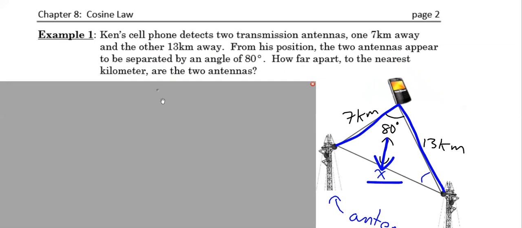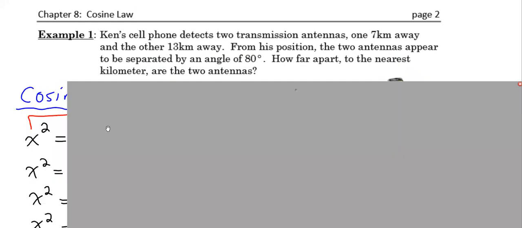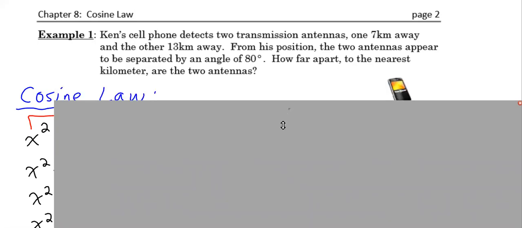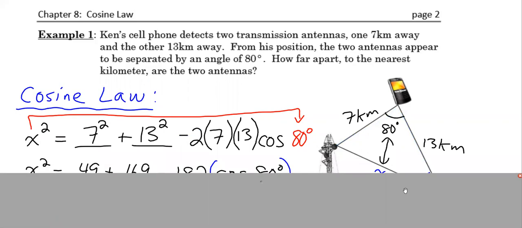So if I'm trying to find x, I would start off with x squared. That's part of the formula. Again, the first part is kind of Pythagorean looking. So x squared, and then the 7 and the 13 are the other 2 side lengths, okay, minus 2 times the 7 and the 13. Those are the 2 side lengths, and then cosine of the angle opposite. That's what this red is indicating. So I want the angle opposite the x, and that's the 80.